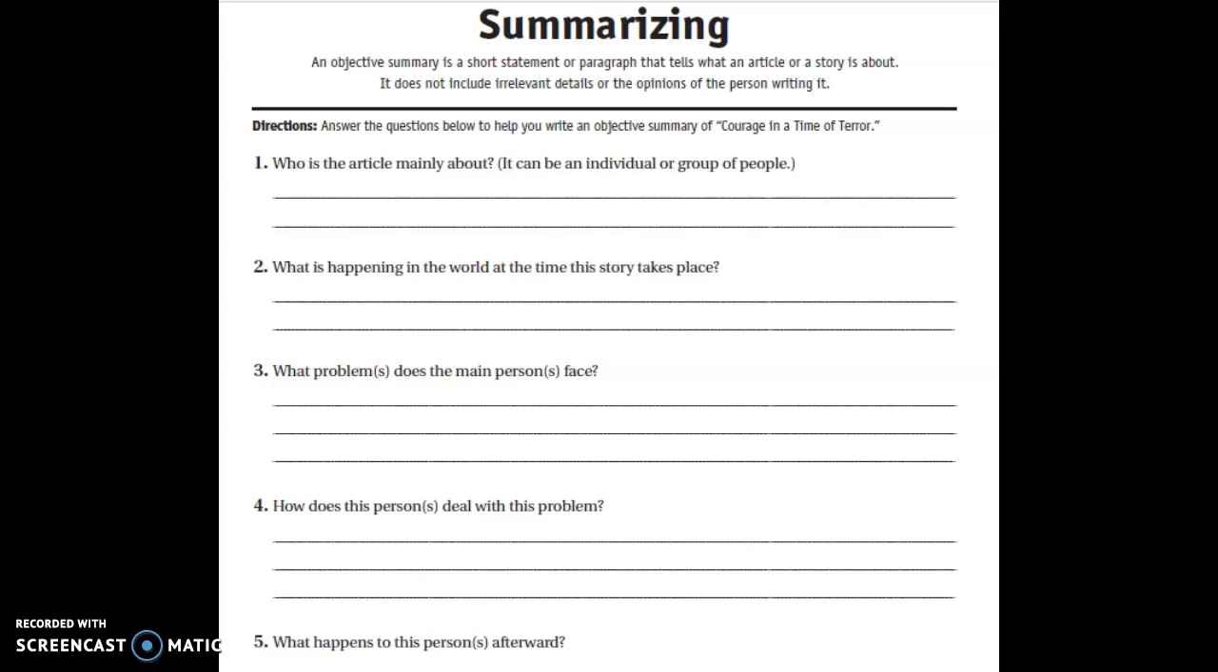Now that you've watched the video about what is a summary, you should have some idea of how to write a summary and what the important parts of a summary are. So what you're going to do on this paper is organize the ideas that you have to write your paragraph summary. These questions on this paper will help you to organize your thoughts and to know the important parts that you need to put in your summary.